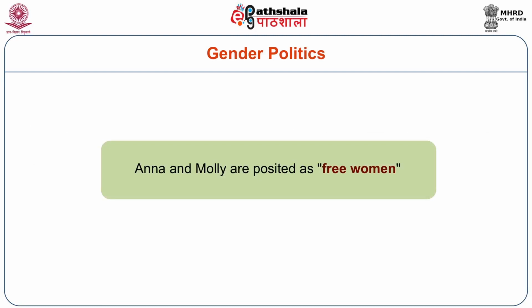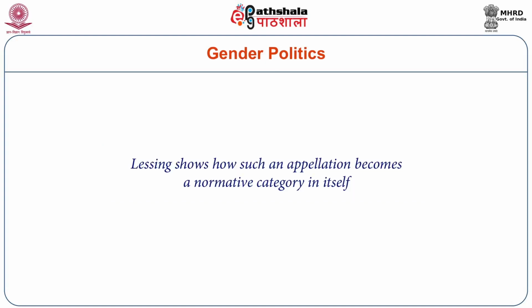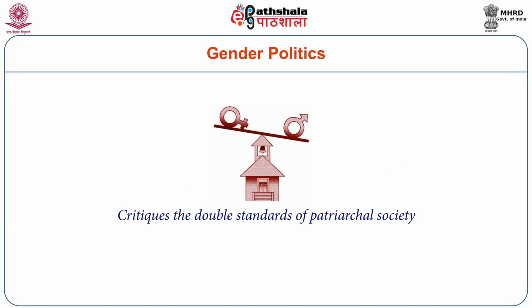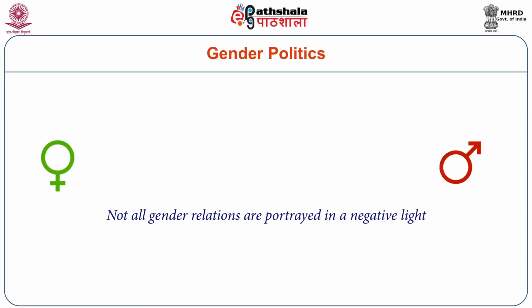Anna and Molly, as I said earlier, are presented here as free women. Now, what Lessing is trying to do here is to show the reader how the idea of the free woman is a normative category in itself. In the process, the novel critiques the double standards that a patriarchal system or patriarchal society had established as the norm. We must also keep in mind that Lessing is very careful not to portray all gender relations in a negative manner. This is something that we have to see as a strength in this novel.